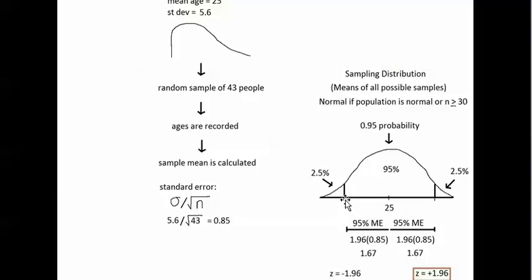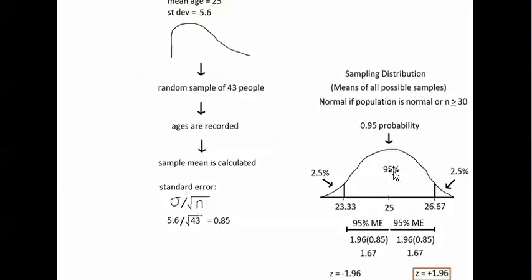Let's actually calculate the number that's at this boundary and the number that's at this boundary. We can do that by taking the population mean and subtracting the 95% margin of error, and taking the population mean and adding the 95% margin of error. When we subtract and add, we get these two numbers. So the sample mean has a 0.95 probability of falling somewhere between 23.33 and 26.67. Now that we understand the 95% margin of error, let's take a look at what affects the 95% margin of error.